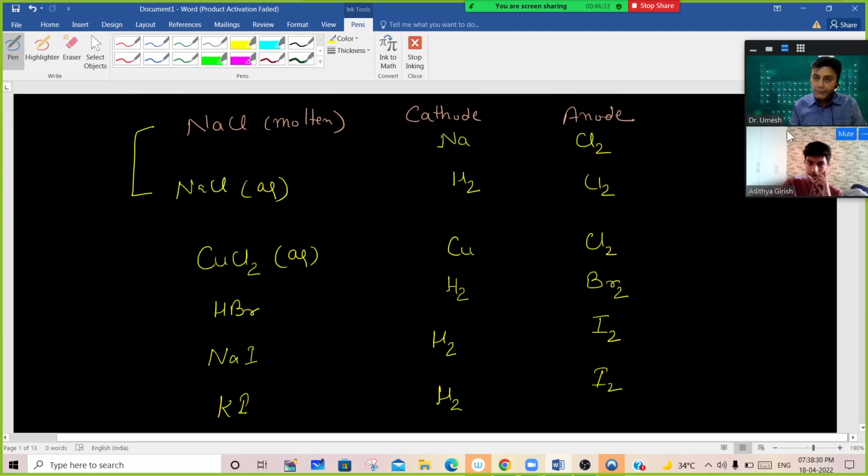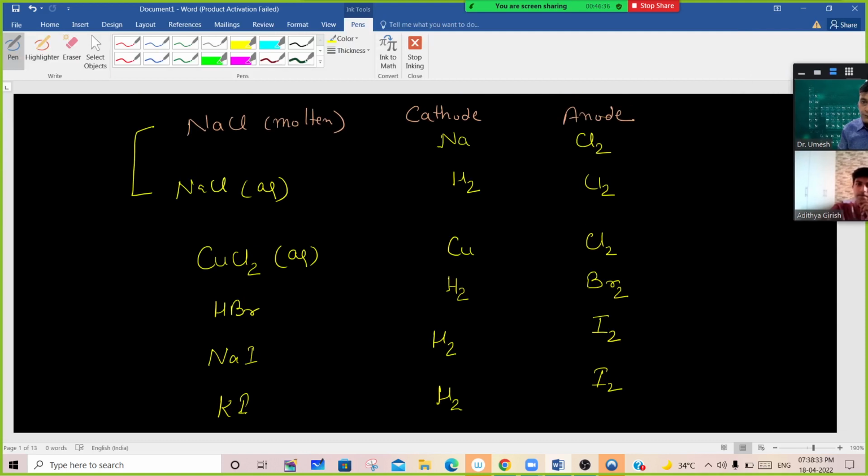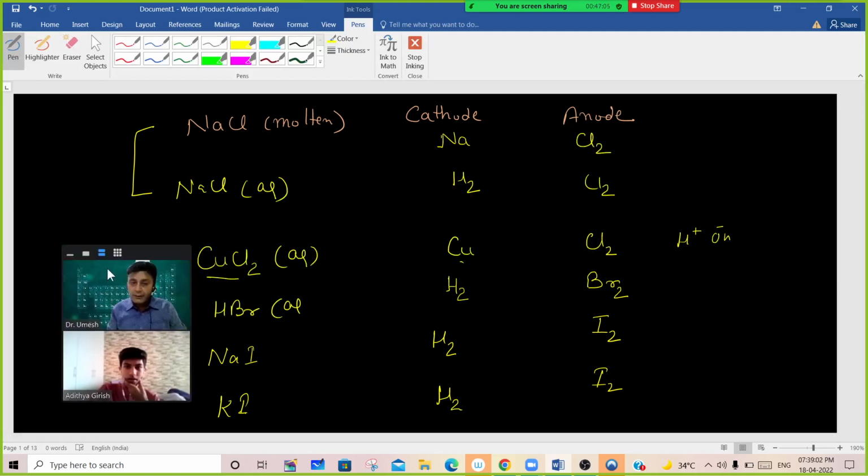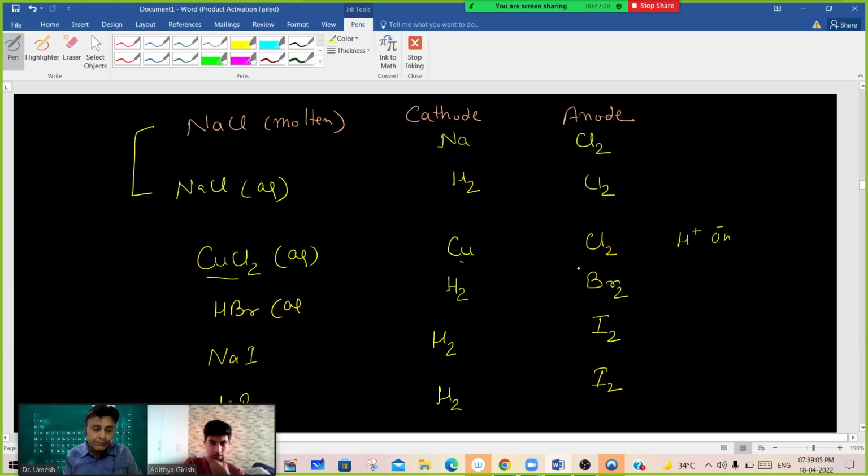Before I go ahead, you have to tell me what will be left in the aqueous solution. Here in the first case, copper has gone and chlorine has gone. Which ions are left in the solution? Hydrogen and OH ion. Water has hydrogen and OH, so it is H2O. The resulting solution will be acidic, alkaline, or neutral? Neutral.